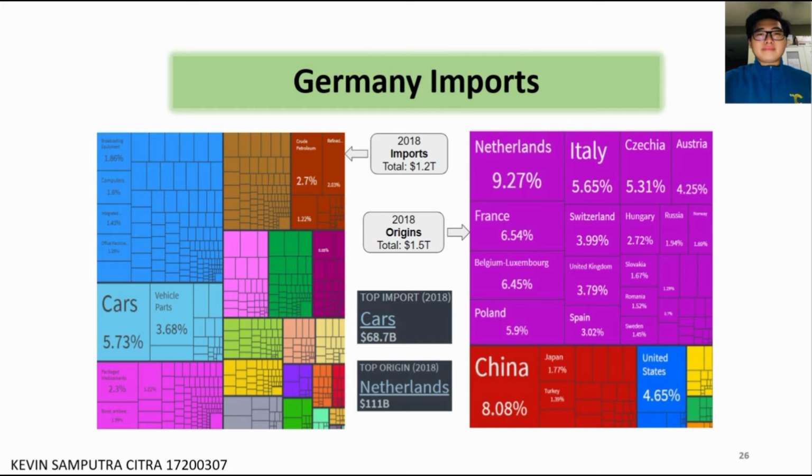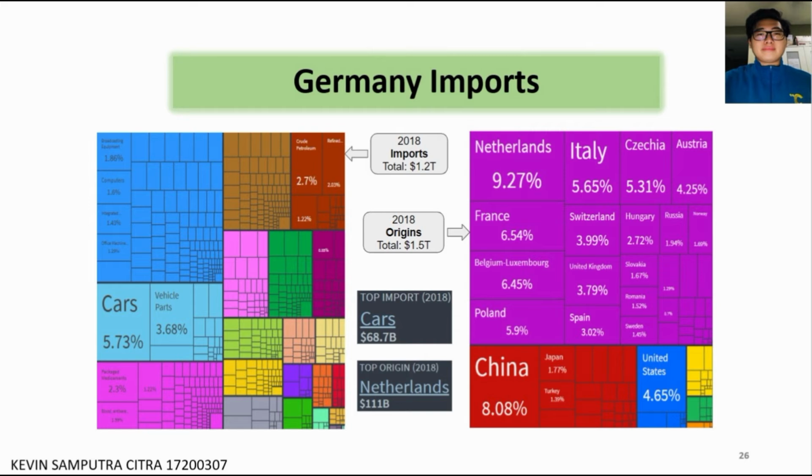There are two visualizations here. The left visualization is Germany imports in 2018. The most recent imports of Germany are led by cars $68.7 billion, vehicle parts $44.1 billion, crude petroleum $32.4 billion, packaged medicaments $27.6 billion, and refined petroleum $24.4 billion.